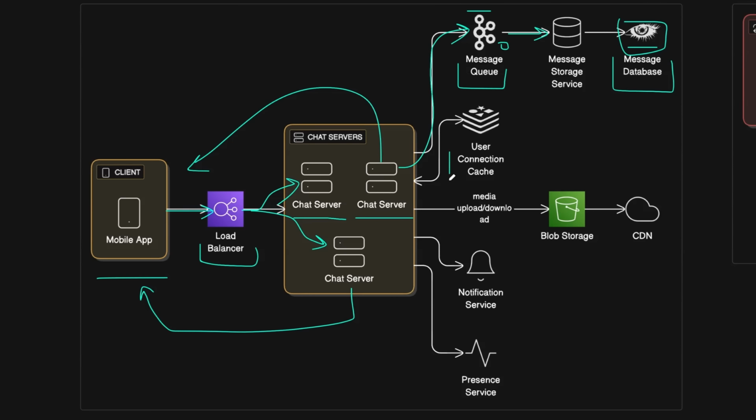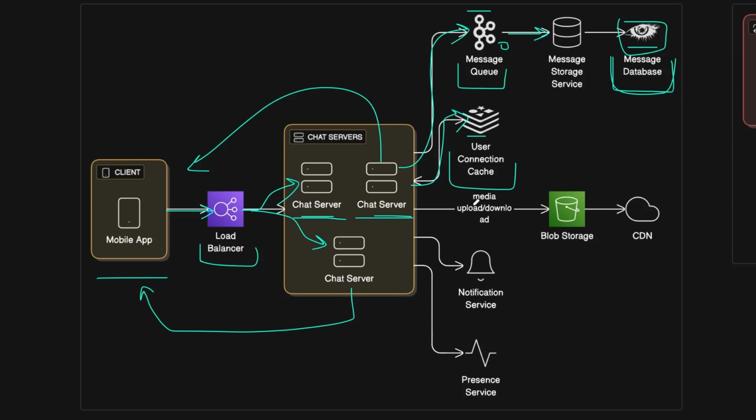Next, we'll also need some user connection cache, something like Redis, which will be tracking which users are online, which chat server they are connected to, and their last activity timestamp. This will help these chat servers make routing decisions faster, because checking this Redis storage takes something like microseconds versus querying it from the database, which will take milliseconds. And at scale, that difference really starts to show up.